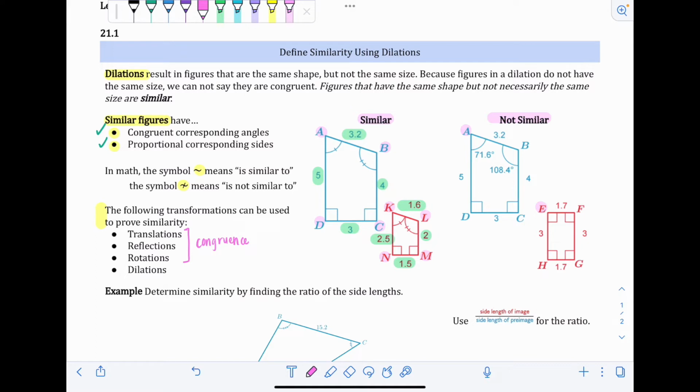But basically, if we can prove congruence, that also proves similarity, because every single congruent object is also similar because they're the same size. Congruence is just more specific. That's why those three can show both.